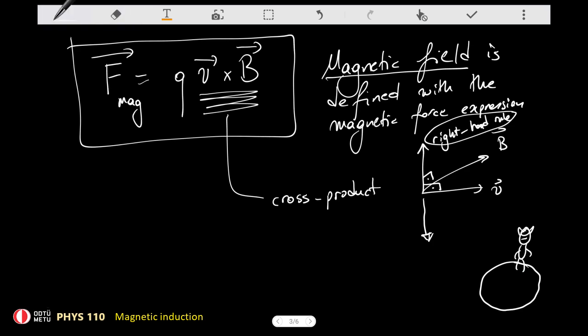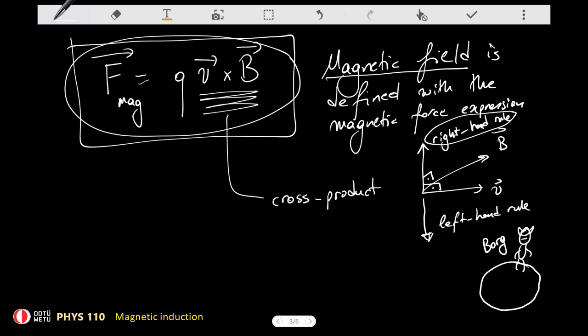Borgs might also be discussing physics in the way that we are discussing, but perhaps they are using their left hands, the left-hand rule, to describe the cross product. As a result, they are still going to use the same magnetic force expression, but since they are using their left hands, their magnetic fields will be opposite to our magnetic field.